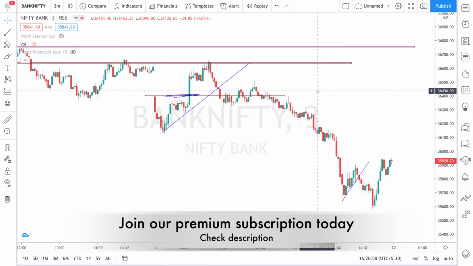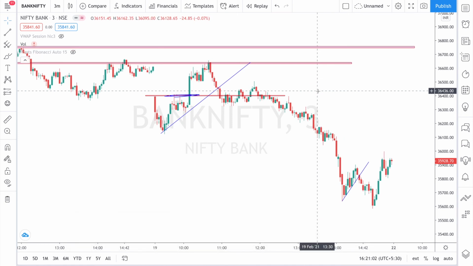Whenever price falls or goes up, before that momentum it gives an indication on the chart, and after that only it moves. Okay, so overall I hope you understood why Bank Nifty fell more than 800 points today, right?